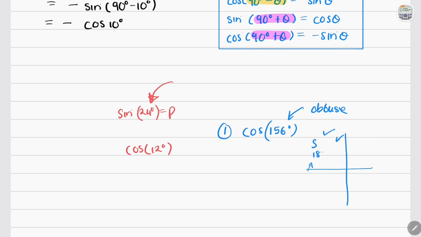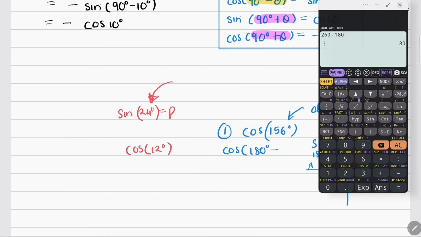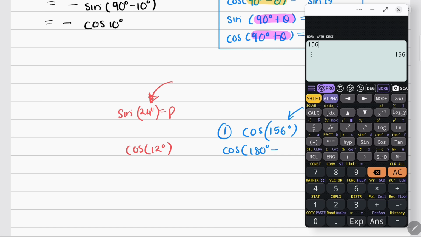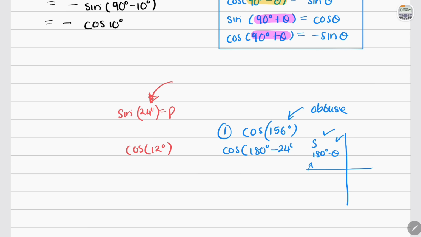And so you'll use this quadrant's reduction. This is sine's quadrant, and its reduction is 180 degrees minus theta. So you would just say, okay, so this is cos of 180 degrees minus, you don't have to write that part, but it's going to be 180 degrees minus what gives me 156 degrees. And then you'd find that. So 180 minus 156 gives you 24 degrees. And now do you see where the 24 degrees comes in?